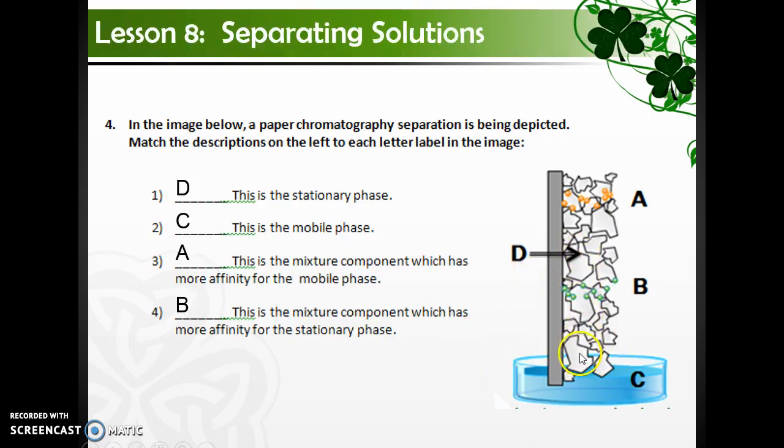D is the stationary phase. That would be the paper in paper chromatography. C is the mobile phase. That's the liquid. A is the one that has more affinity for the mobile phase. It travels further. And then B is going to be the component with more affinity for the stationary phase. It'll be the one that doesn't travel as far.